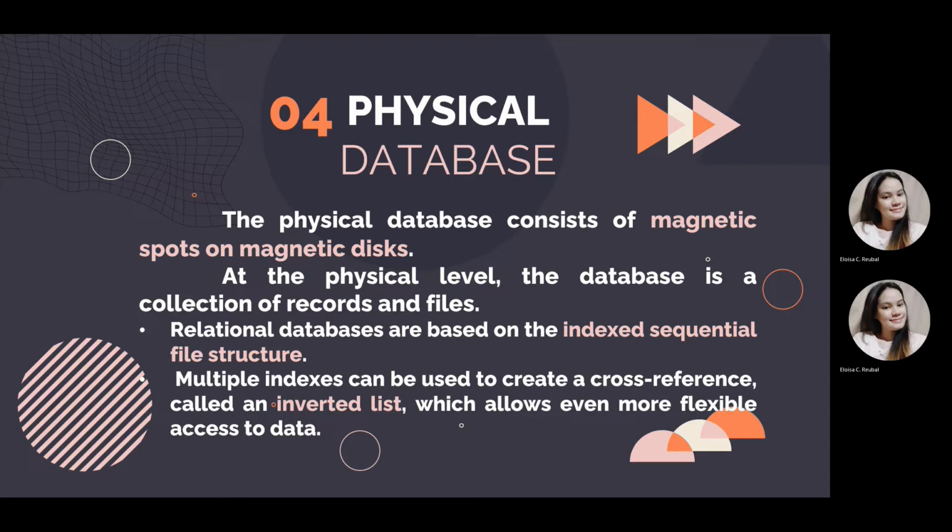Relational databases are based on the index sequential file structure, which facilitates both direct access to individual records and batch processing of the entire file. Multiple indexes can be used to create a cross-reference called an inverted list, which allows even more flexible access to data. That is all for my report. We will understand more about the relational database model in the next topic, which will be reported by Abby.